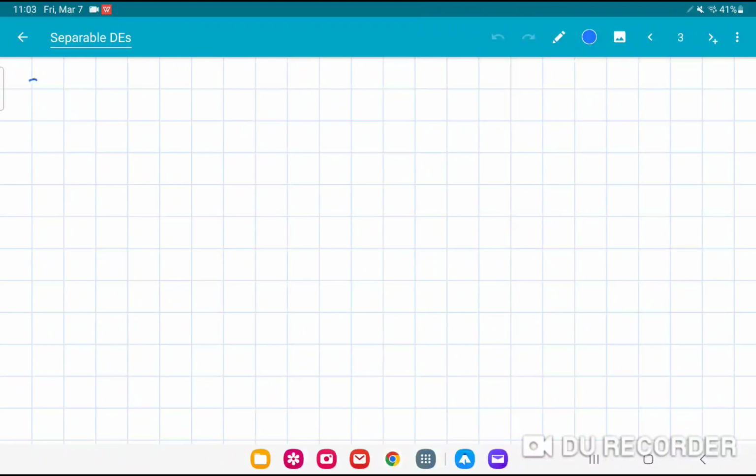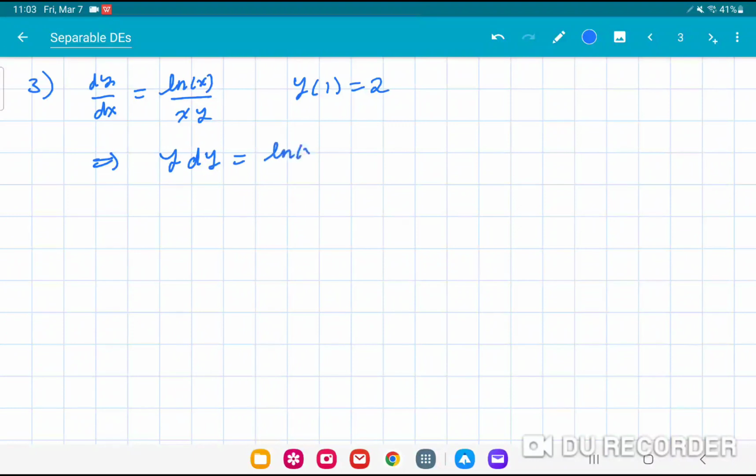Okay, let's do another example. I have dy by dx equals natural log of x over x times y. Actually, I'm going to add an initial value condition. This is separable. So to separate this, you have y dy equals natural log of x over x dx. So we're going to integrate y and integrate natural log of x over x dx.